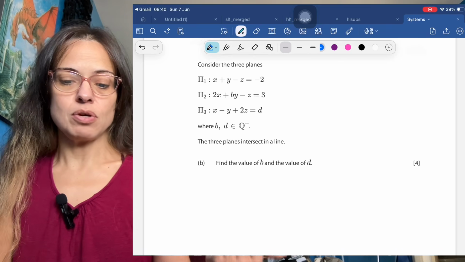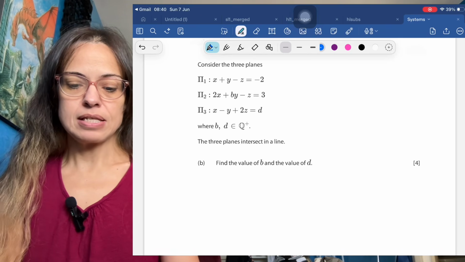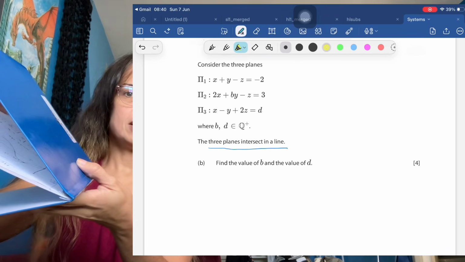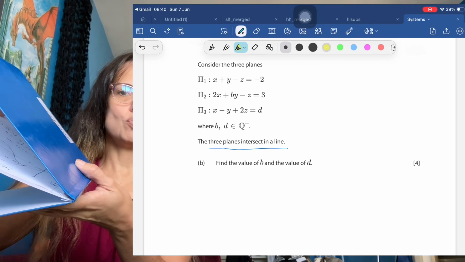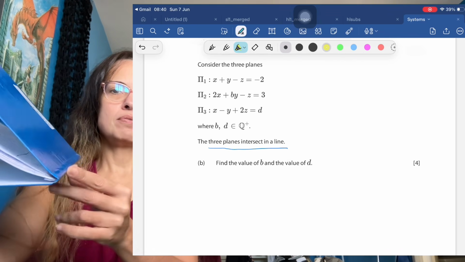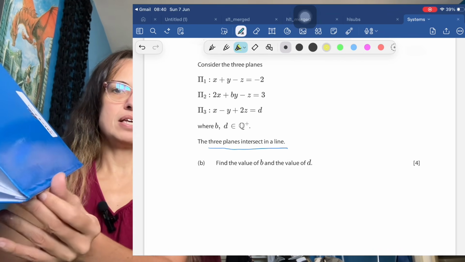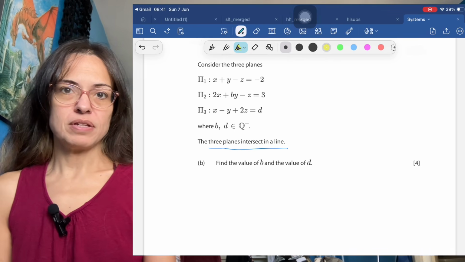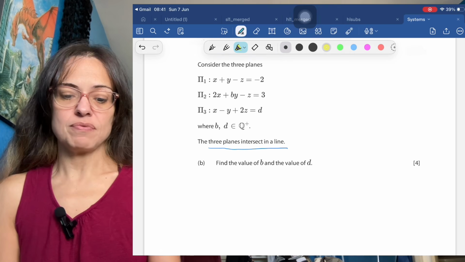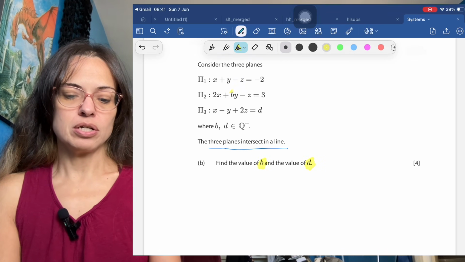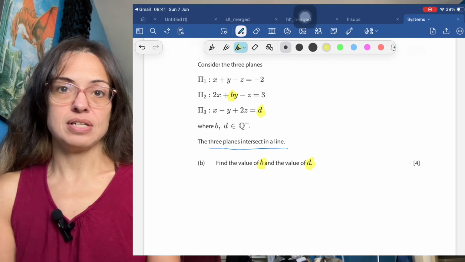So he gives us the equations of three planes and says that the three planes intersect in a line. So it's like this case out of the cases that I was showing you before. One plane is a linear combination of the others, and they all intersect in this line here. There are infinitely many solutions to the system. The way we're going to make that happen in the question is because we have some freedom here. We want to find the value of b and d, which are unknown coefficients in the system.